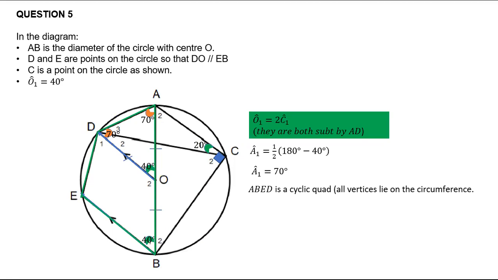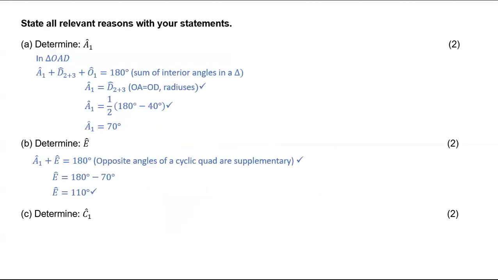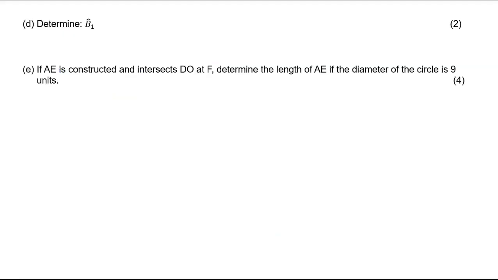That's why, guys, I said definitions are key, right? Definitions are key. Now, here I know that 2C1 will be equal to O1. Angle at center is twice angle at the circumference. I've got O1, which is 40. Therefore, I'll divide both sides by 2, and I will get C1, which is 20. Easy peasy, lemon squeezy. Now, they want us to calculate B1.